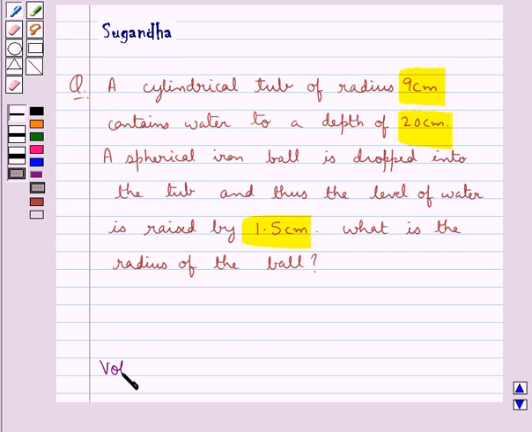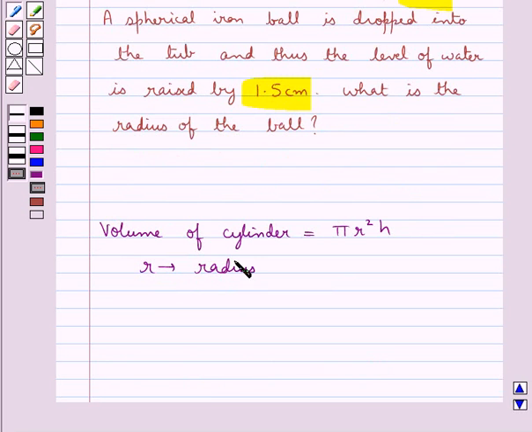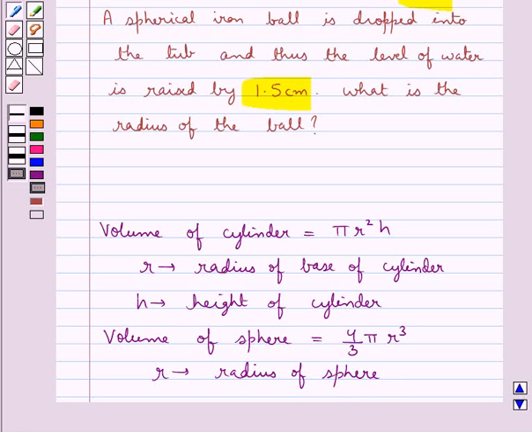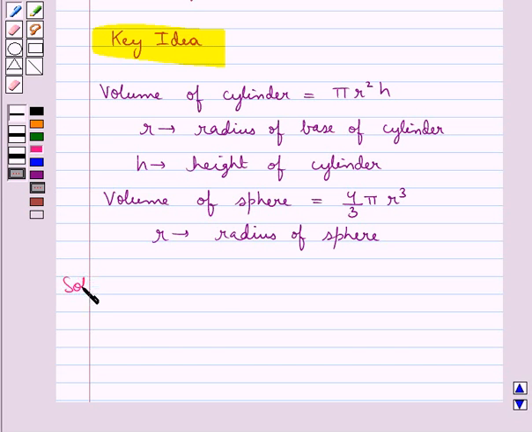We should first know that the volume of the cylinder is equal to pi r square h, where this r is the radius of the base of the cylinder, h is the height of the cylinder, then the volume of a sphere is equal to 4/3 pi r³, and here this r is the radius of the sphere. This is the key idea for this question. Now we move on to the solution.